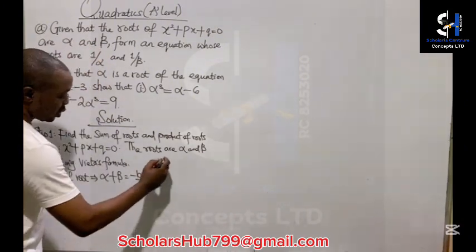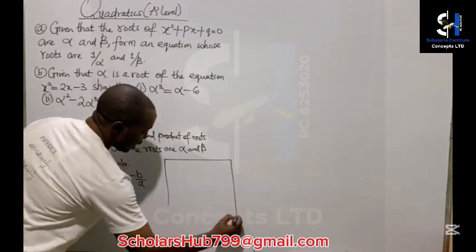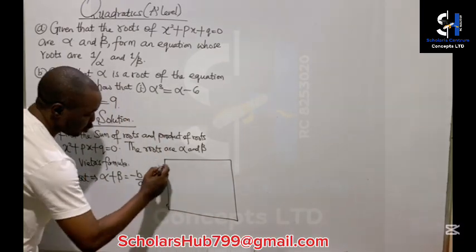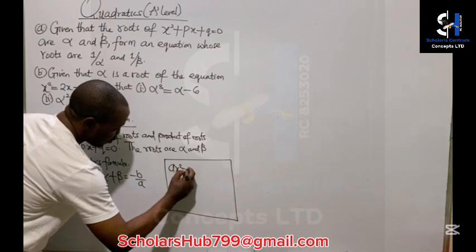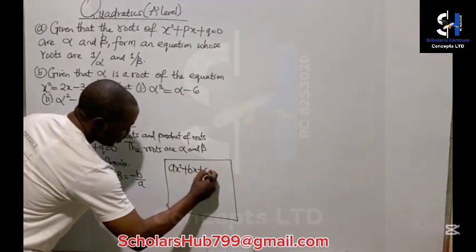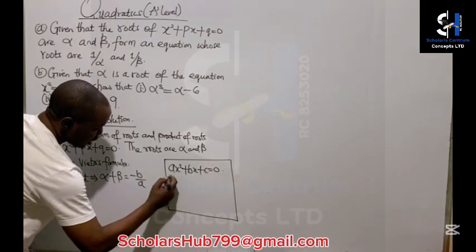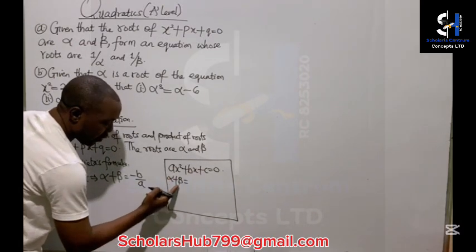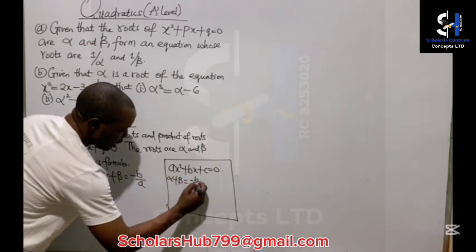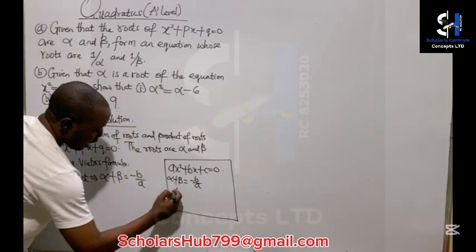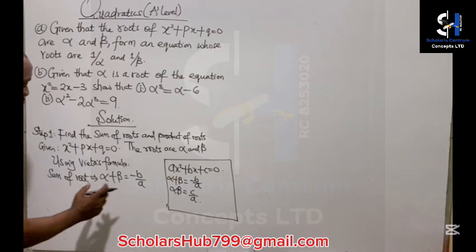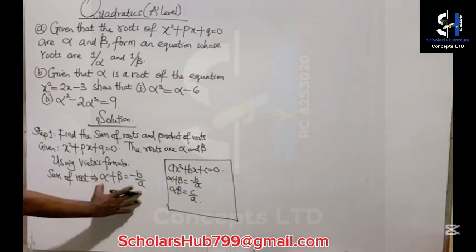For the general quadratic equation ax squared plus bx plus c equals 0, when the roots of this equation are alpha and beta, the sum of roots will be negative b over a, and the product of roots will be c over a. So that's exactly what we're using here.